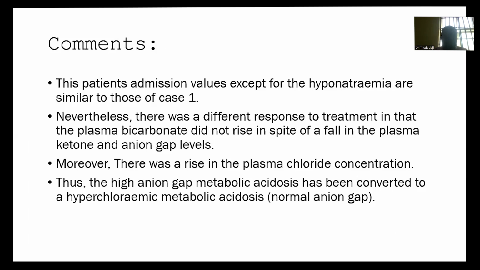We could say that bicarbonate did not rise in spite of the fall in the plasma ketone and anion gap level. Of course, the ketone level became normal and the anion gap became normal also. So, instead of the initial hyperkalemic metabolic acidosis anymore, it became a hyperchloremic normal anion gap metabolic acidosis.